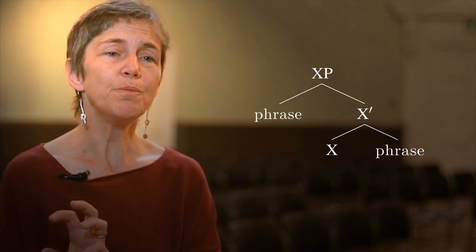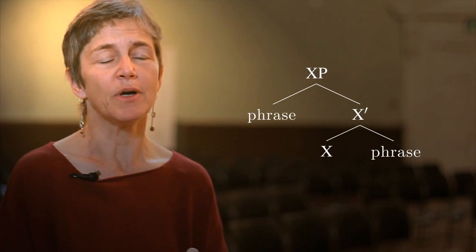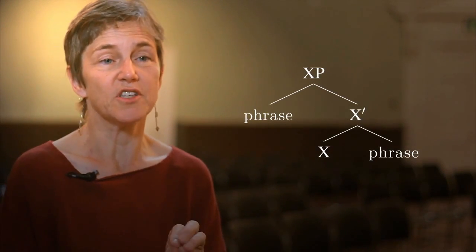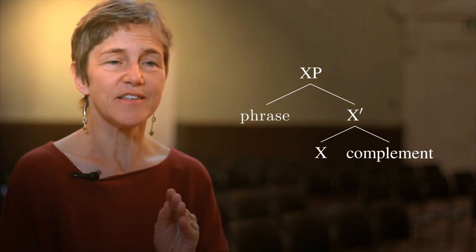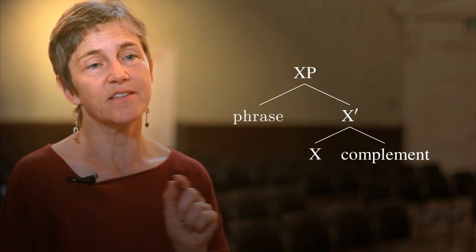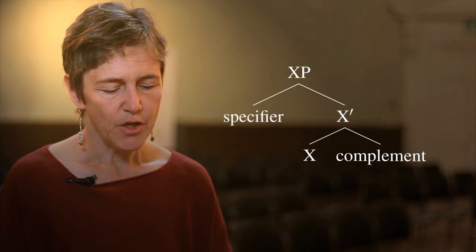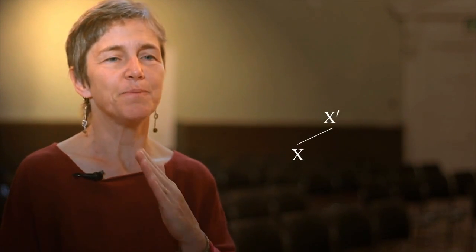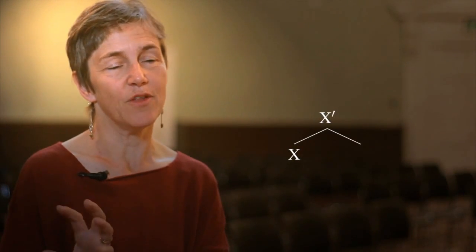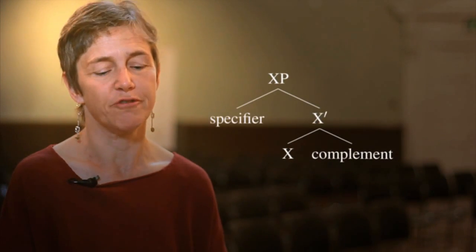So those two positions for phrases that are inside this X-bar schema have names. The complement of X is the sister to the head, and then the phrase which is higher up in the structure, which is the sister to the X bar, is called the specifier. So just to summarize, a head, an X, projects two levels of phrase. It projects to an X bar, which can contain the head and the complement of the head, and it can project further to the XP, which would contain also the specifier.